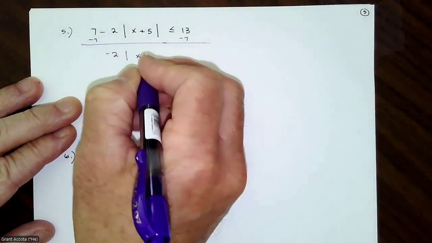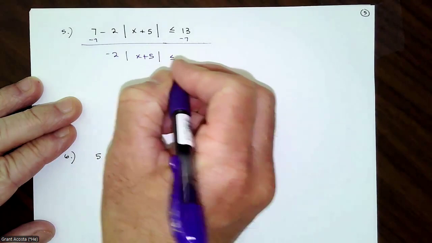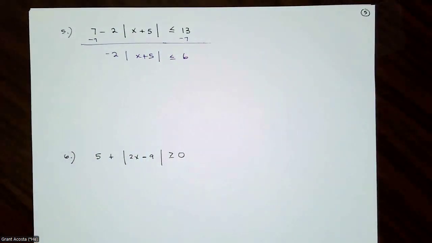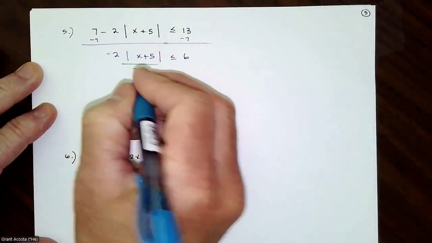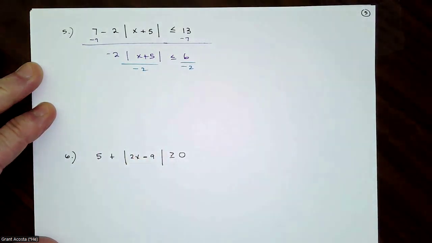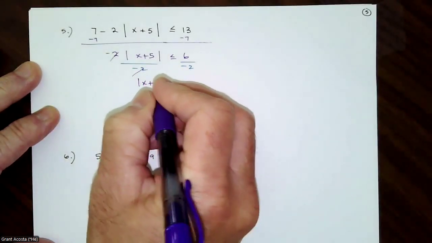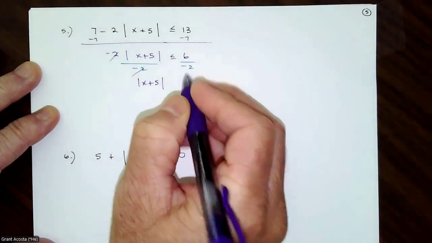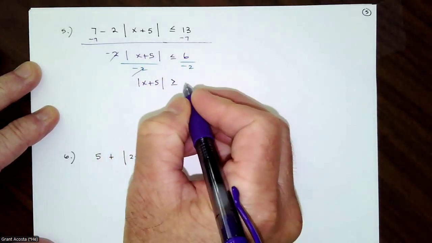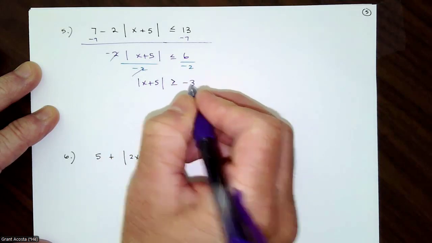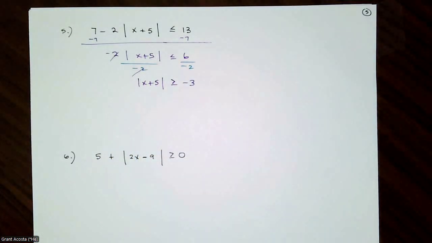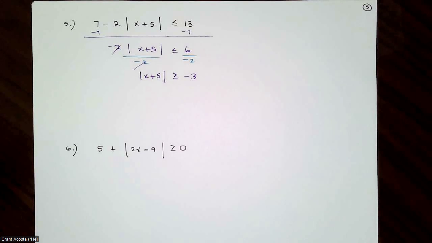Negative 2, absolute value of x plus 5 less than or equal to 6. And we're going to divide by negative 2. It's just like the last problem, 2 problems. But we divided by negative 2, so that has to switch the sign. 6 over negative 2 is negative 3. This is what I mean by you can't be on autopilot.